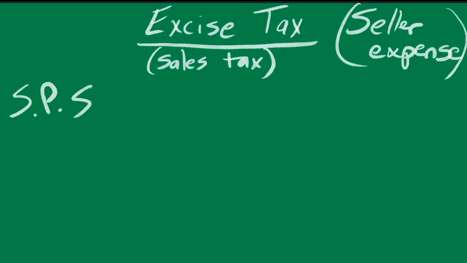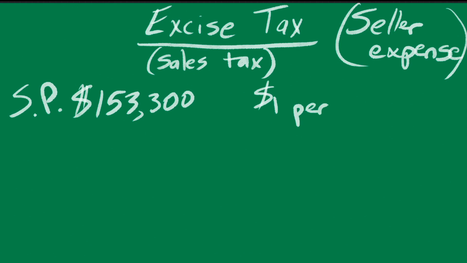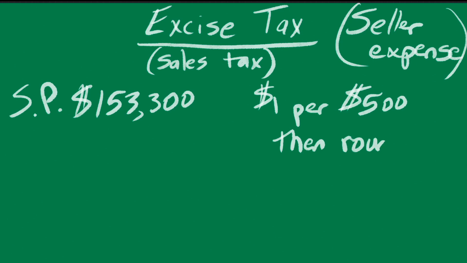So if there's a purchase price of $153,300, sale price of $153,300, the formula for calculating the excise tax is this: $1 per $500 of sales price, and then round up. Then round up to the next higher dollar. In other words, the government doesn't want your change. They want dollars. So I'll show you what I mean.